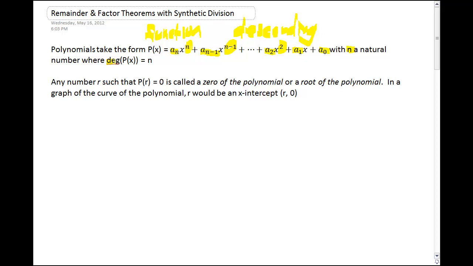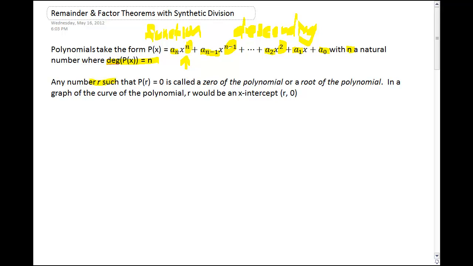And then we've also talked back in chapter... And then we've also talked about how polynomials have different degrees. And so if this is written in descending order, then our degree n is going to be our highest power of x.